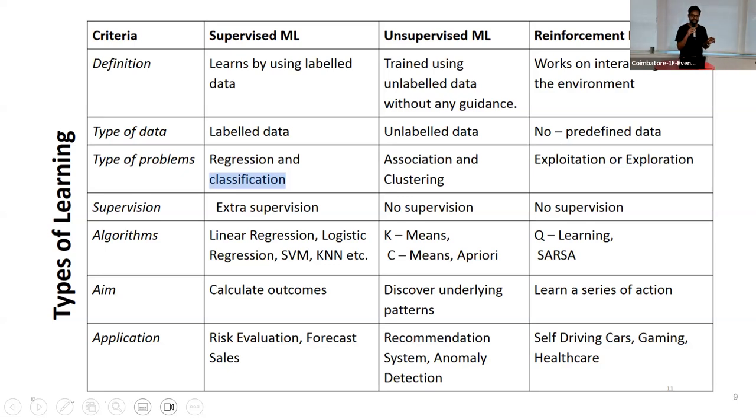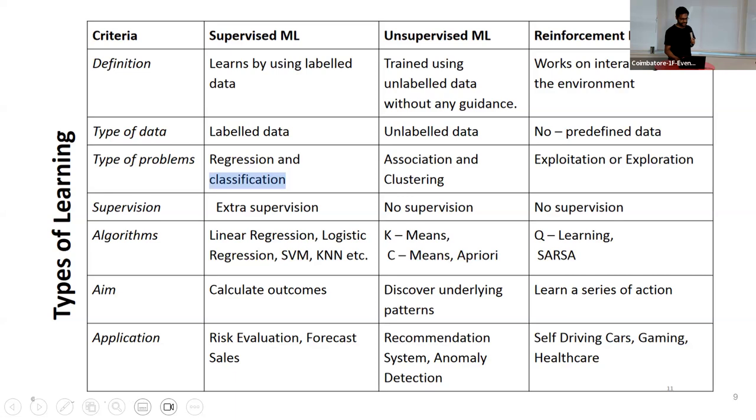Regression means we are trying to predict a continuous value. Classification means we just need to classify it into A or B or C. That's it. That is classification. Algorithms which are very popular in this field are linear regression, logistic regression, SVM, KNN. The aim is to calculate the outcomes. Applications involve fraud and risk evaluation, and sales forecasting. All these are applications of supervised machine learning.